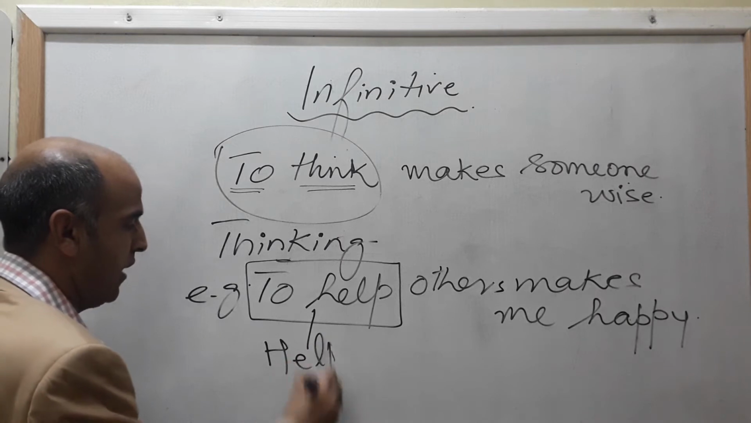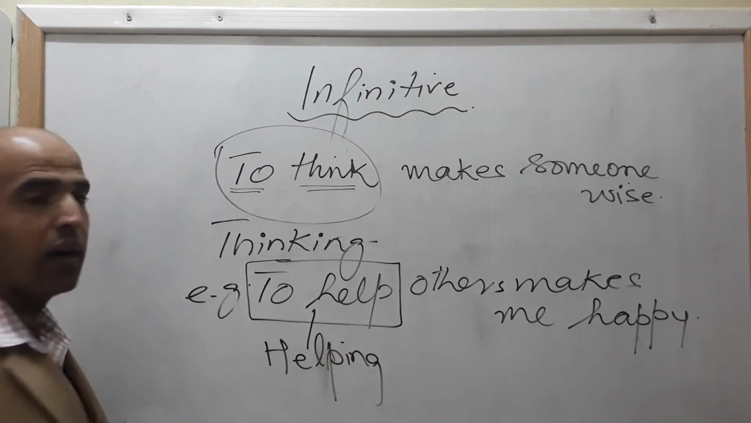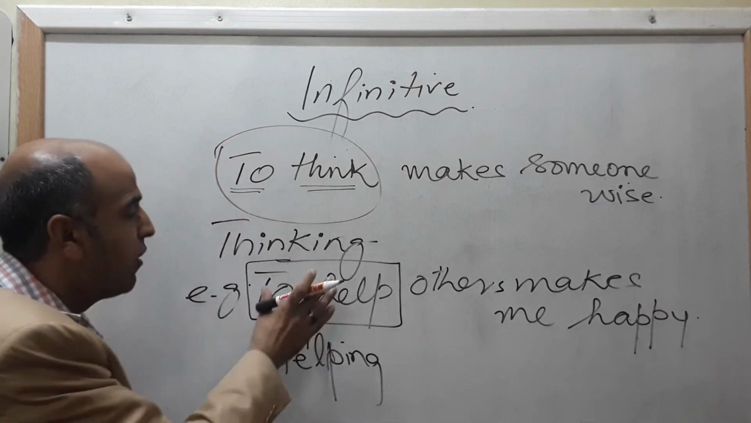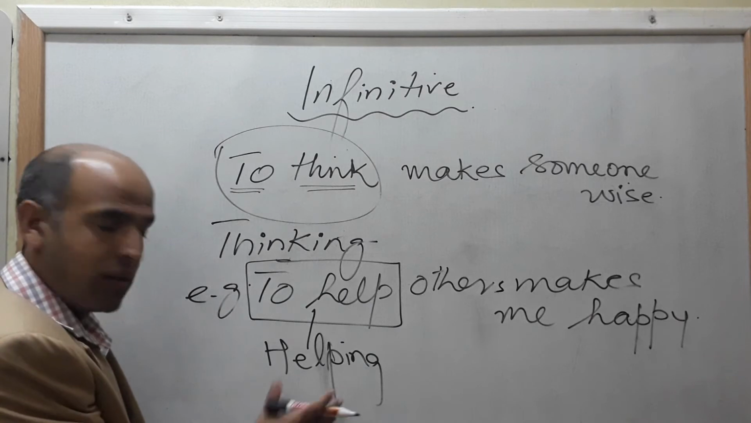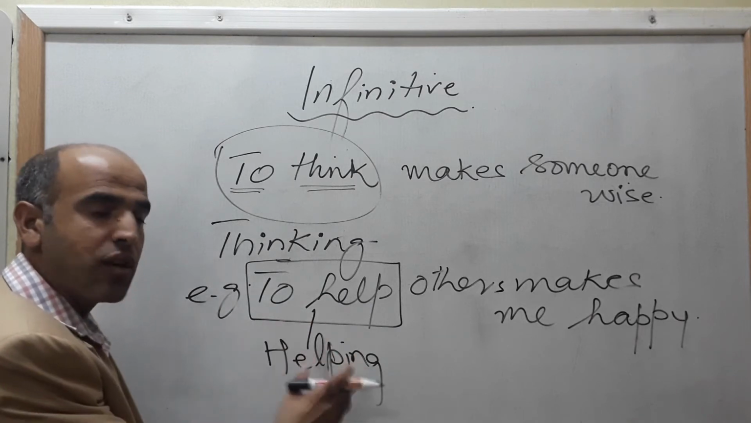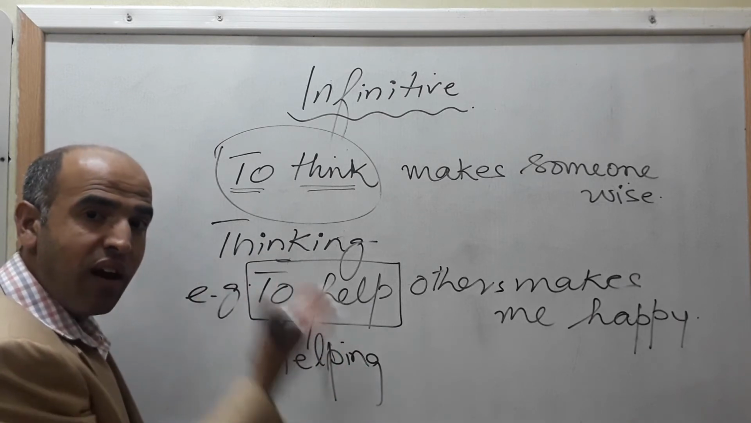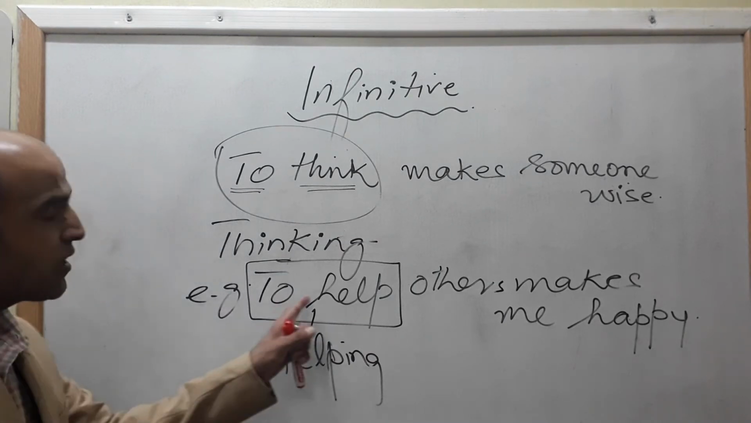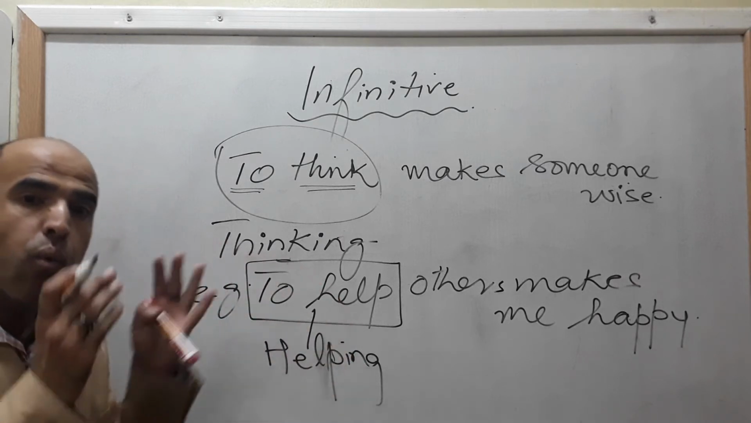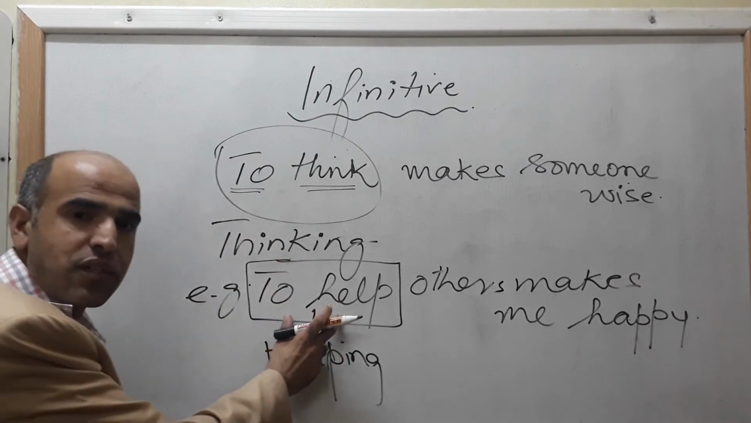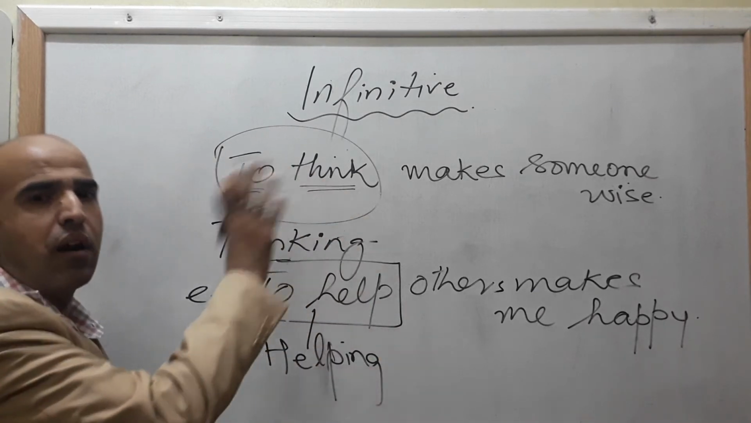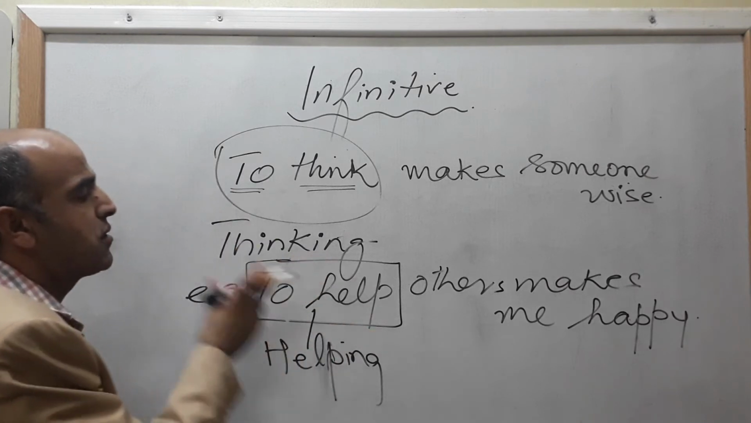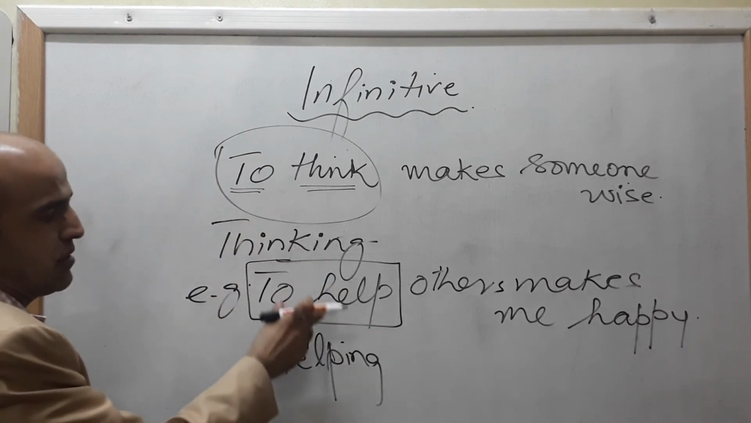Helping. Helping others makes me happy. Clear? You can replace your infinitive with your gerund. Gerund, you know that, verb plus ing, but when it works as a noun. This is called gerund. Here your infinitive is also working as a subject of the sentence, and subject is always a noun or a pronoun. Clear? So here your to help is working as the subject of the sentence.